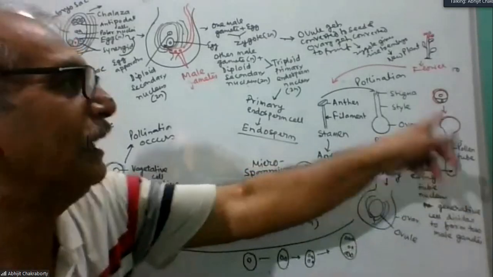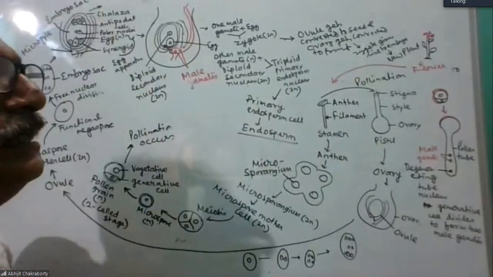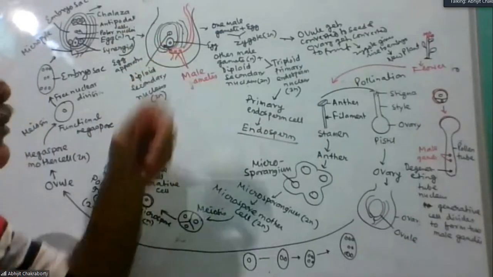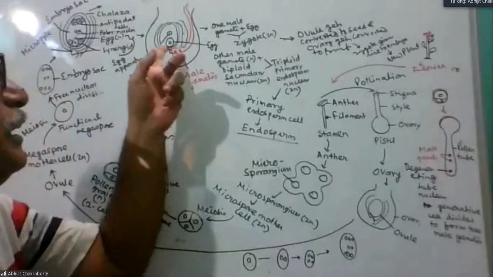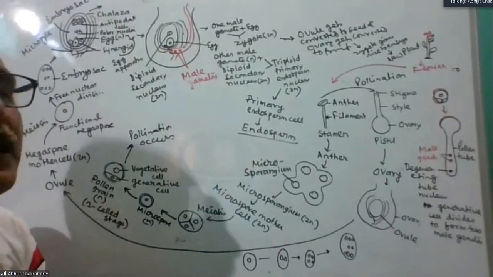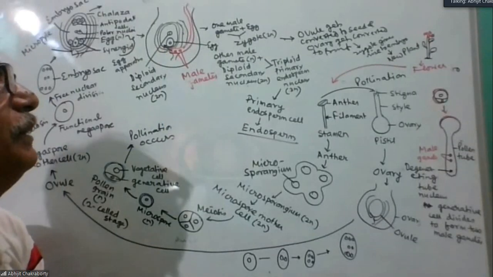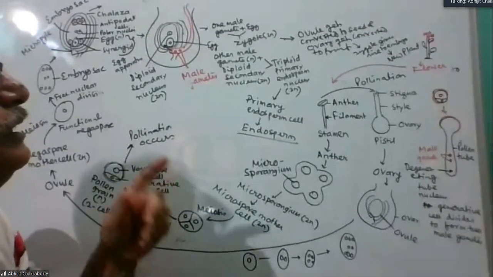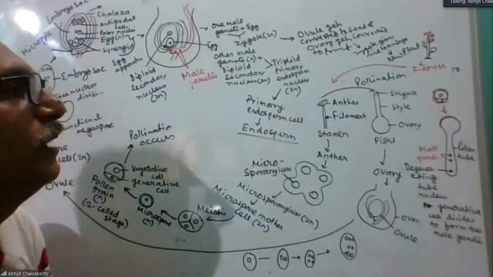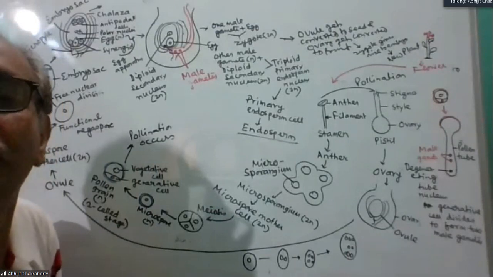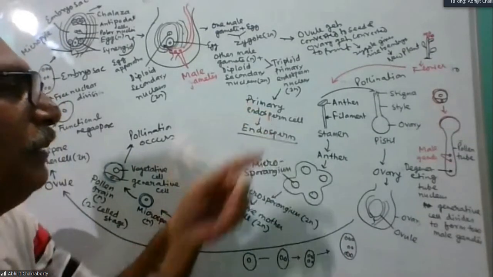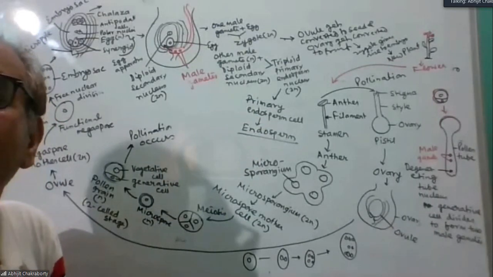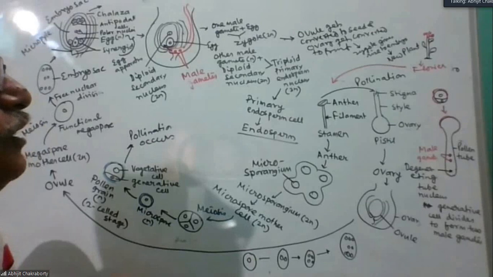All these things are happening in the stigma. After that, the pollen tube reaches the embryo sac carrying two male gametes. One male gamete fertilizes the egg to form the zygote, and the other male gamete fuses with the diploid secondary nucleus to form the triploid primary endosperm nucleus. Eventually, it becomes the primary endosperm cell, and from it the endosperm is formed. This is what happens in flowering plants.